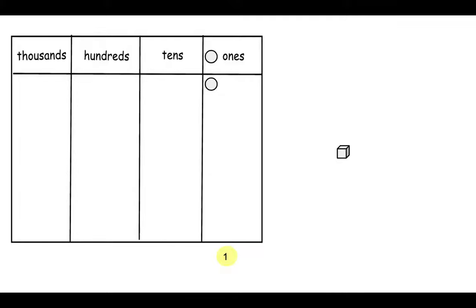Now let's add more blocks and keep counting. Use a whisper voice to count with me. 2, 3, 4, 5, 6, 7, 8, 9, 10. Great, let's stop there. We have 10 blocks.